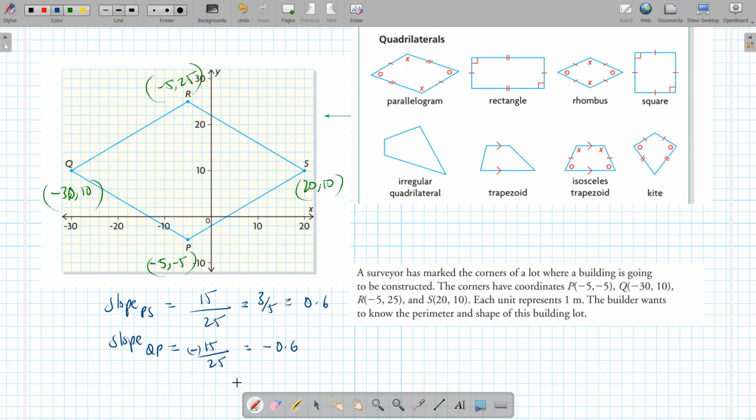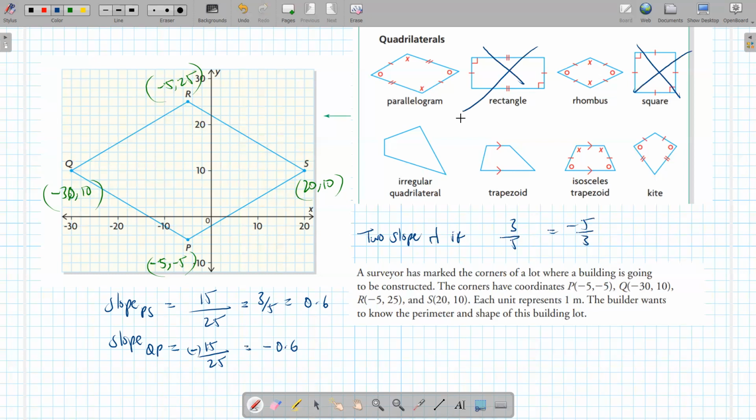You remember the thing about negative reciprocals? Two slopes are perpendicular if you multiply them and you get -1, or in other words, if one of them is the negative reciprocal of the other. The negative reciprocal of 3 over 5 is -5 over 3. You flip it upside down and put a negative sign. -5 over 3 is not the same thing as -0.6. So it cancels out square as well as rectangle.